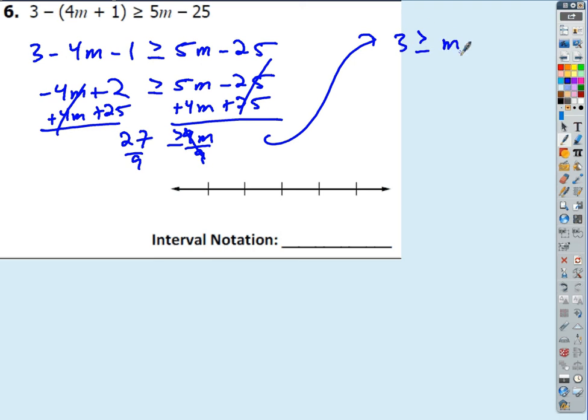Now that's correct, but that's an awkward way of writing it. How should I probably change that answer? Flip it the other way, yeah. Instead of saying 3 is greater than or equal to m, we'd want to write that as m is less than or equal to 3. Okay? And then that just means if this is 3, solid circle to the left, right? And my notation would be what? Okay. 3 bracket. Good.